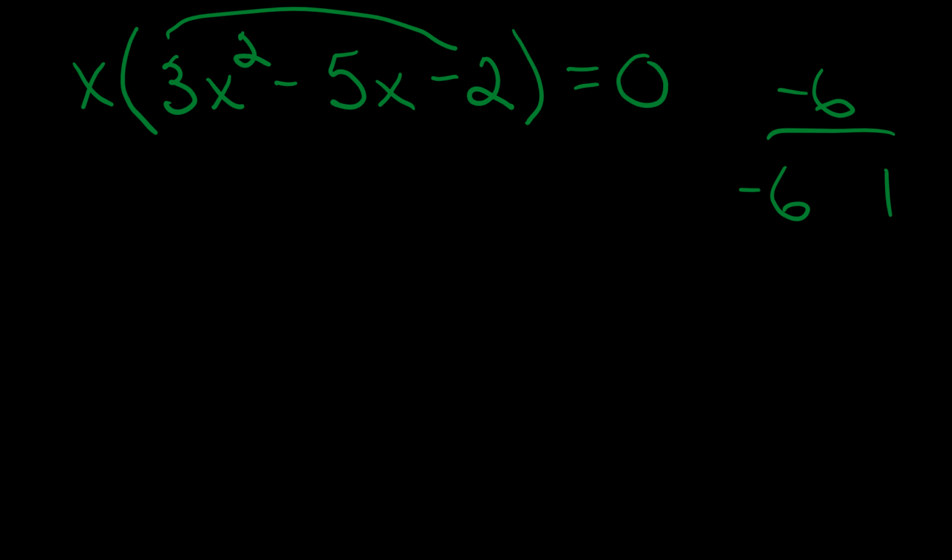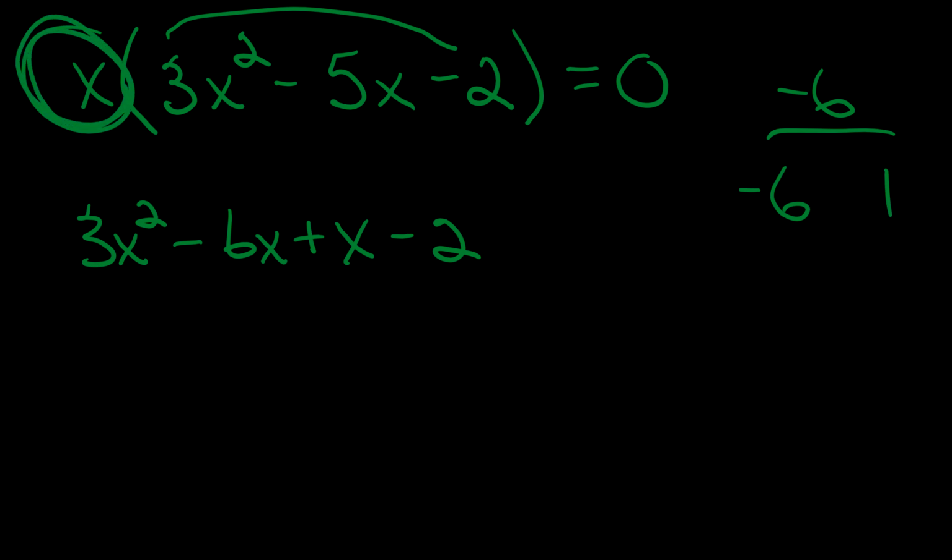All right, so my critical point next is to rewrite the problem into that 4-term polynomial. Okay, so I'm going to have 3x squared minus 6x plus 1x minus 2. Okay, remember, we've got to bring this down with us afterwards. So I'll just circle that and bring it down at the end of the problem.